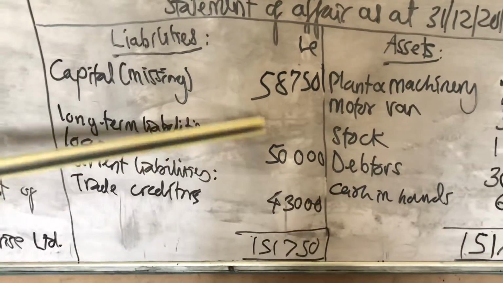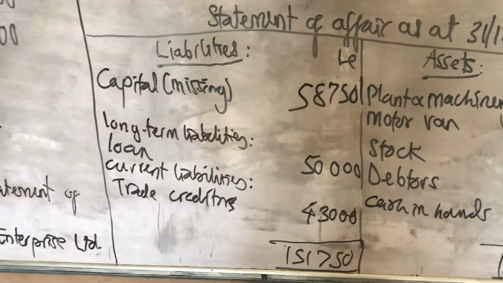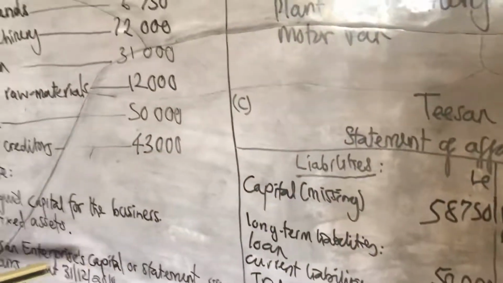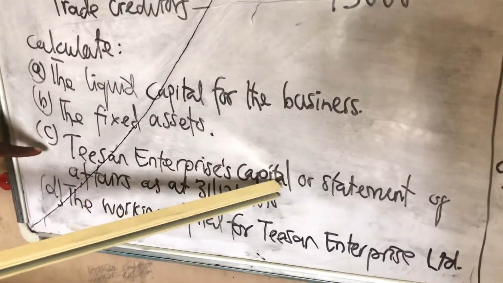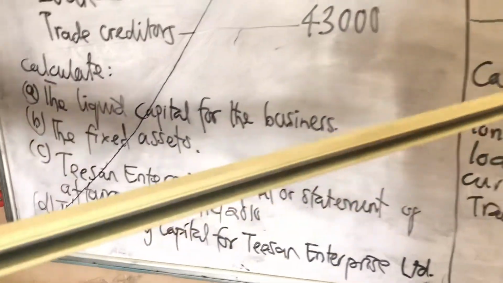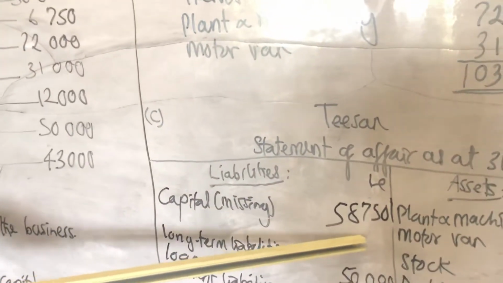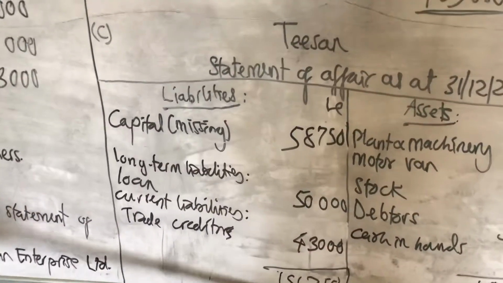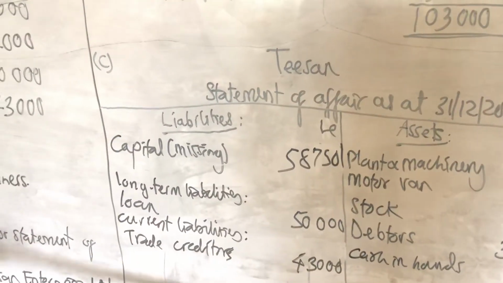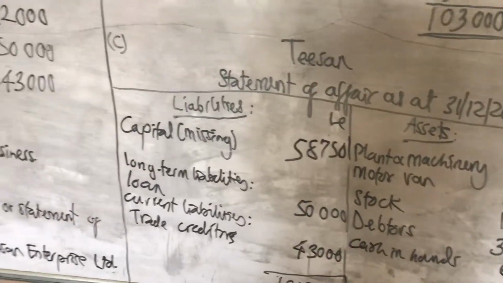151,750 minus 93,000 gives you 58,750, which equals your capital as requested in the question: Tisan Enterprises capital or statement of affairs. So this is your capital. When the capital is added to the total liabilities, you have the same total as the assets, 151,750. I hope it's very, very clear.